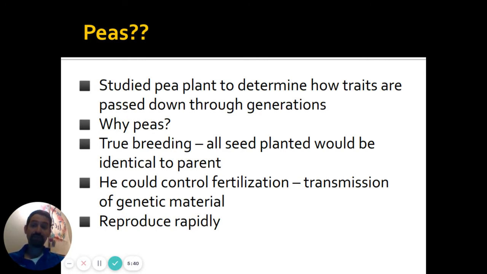He could also, with pea plants, control fertilization. So what he could do is control, I want to cross this particular plant with this particular plant. And because of that, he could then manipulate how those plants bred rather than it being some sort of random mixture. To do this, it's fairly easy.